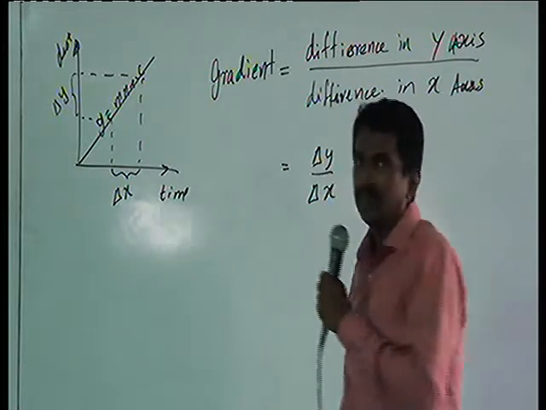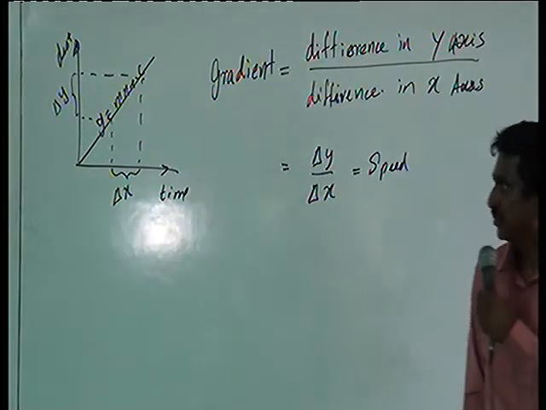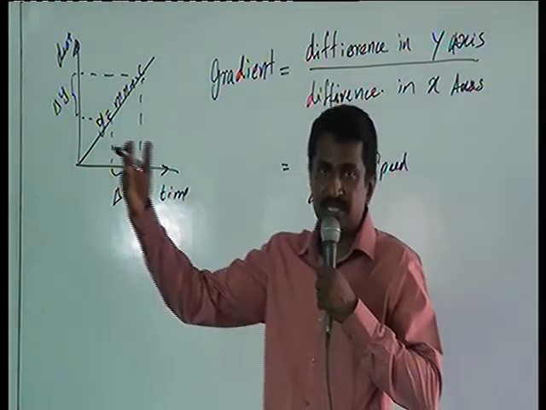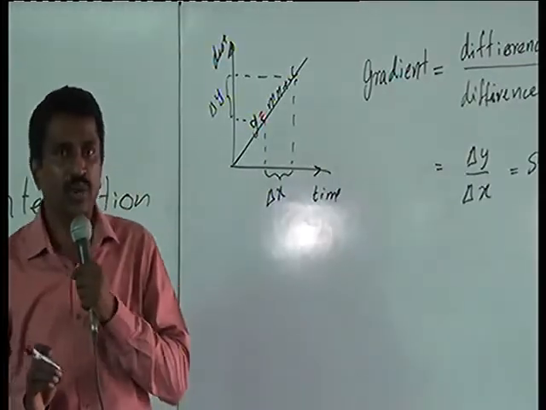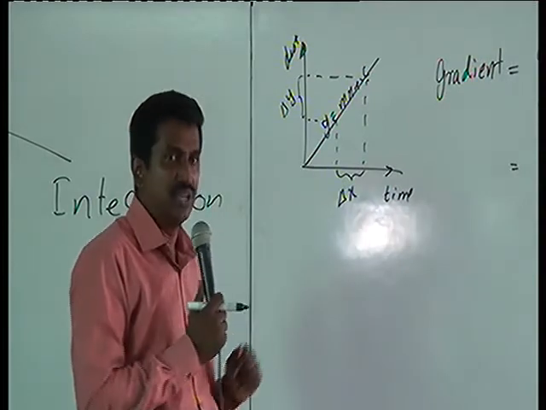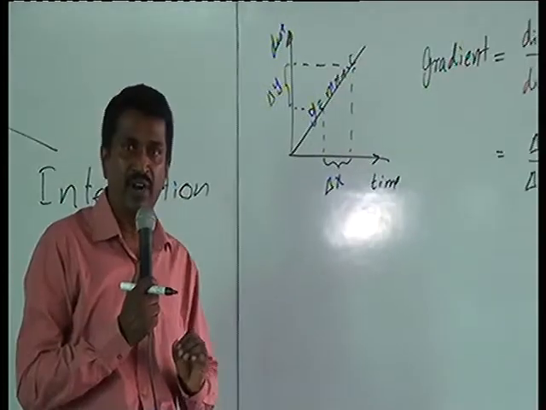This is not a problem. We can calculate the average speed. So we can take the total distance traveled divided by the total time. From that we can calculate the average speed. But this is not the problematic one.